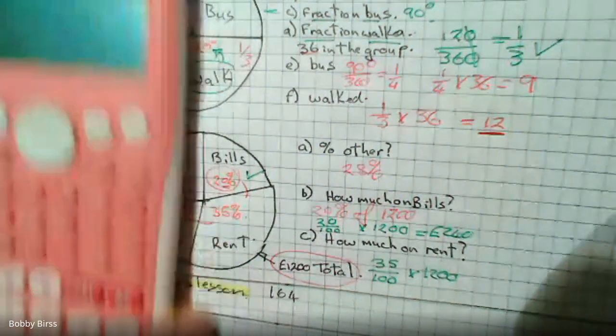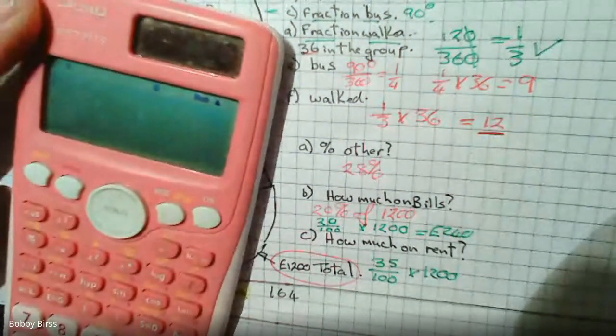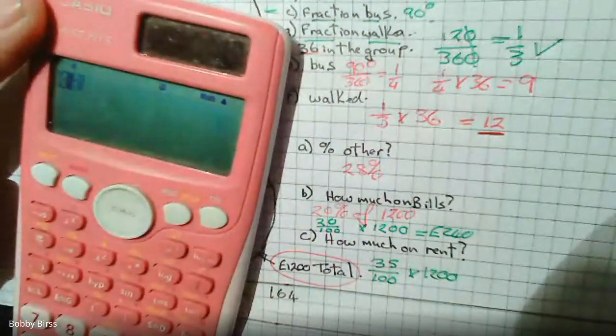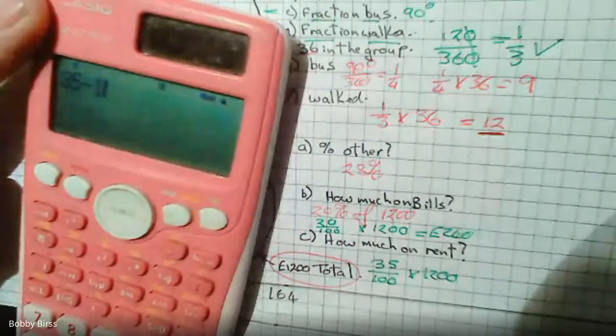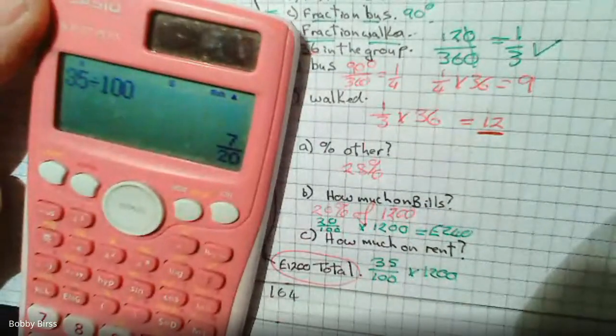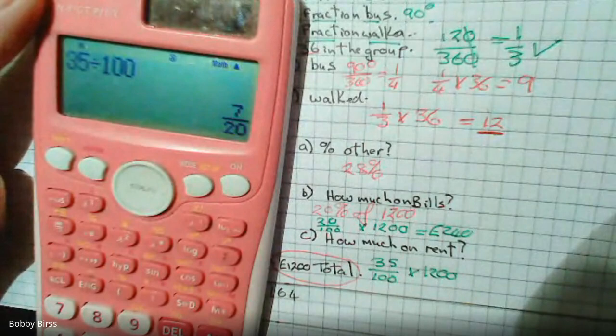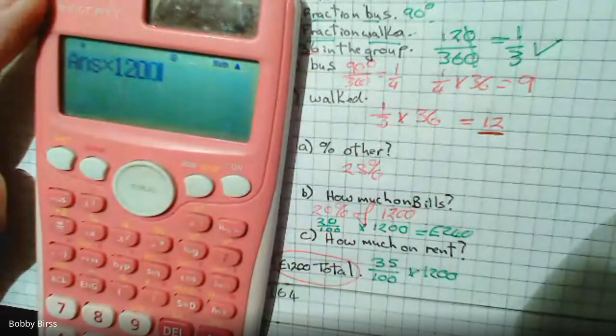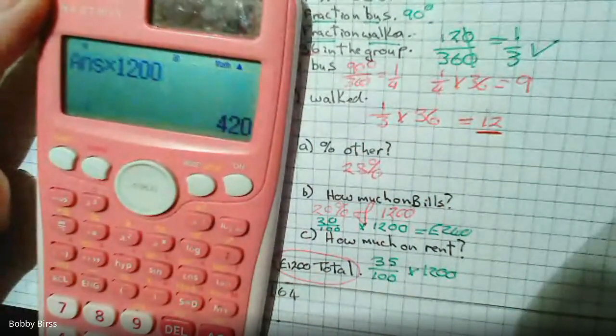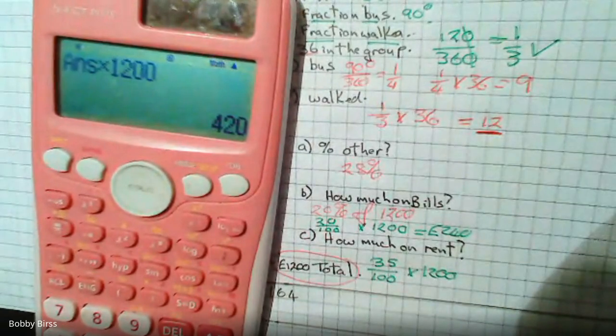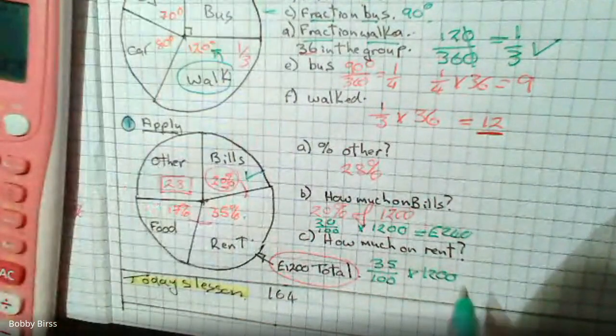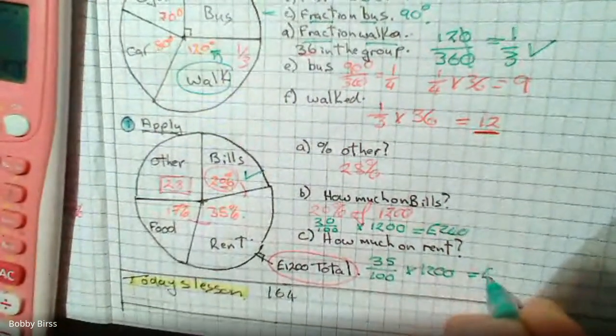Right, so key thing at the end here is I need to basically go 35 divided by 100 gives me my fraction, and it's that fraction of 1,200, which means I'm going to spend £420 each month paying my rent. Okay.